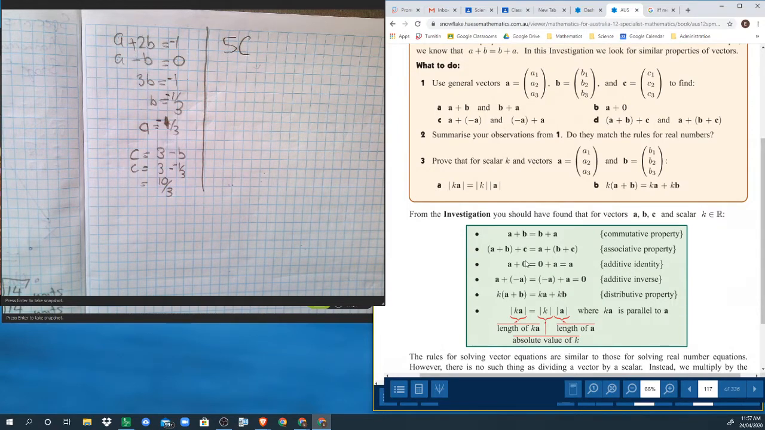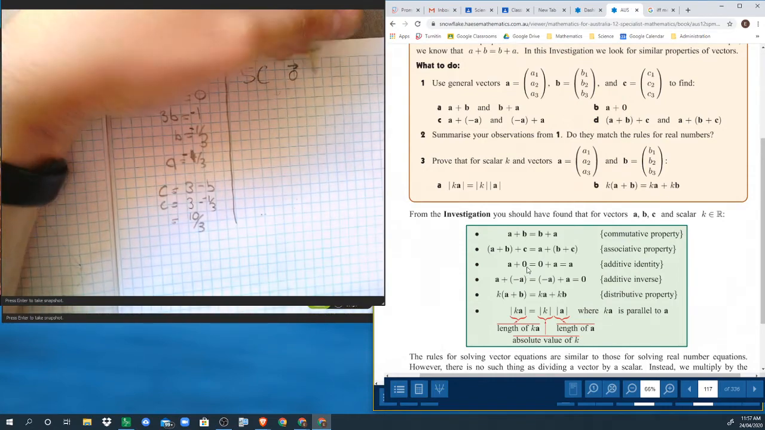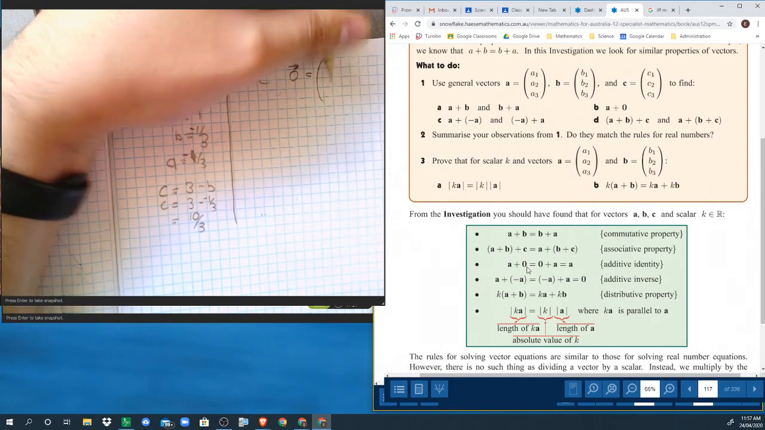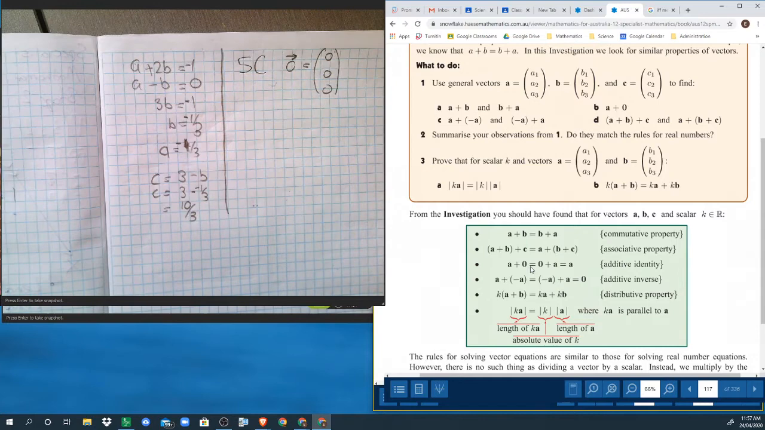Now, there is an additive identity. We call that the zero vector. See, it's in bold and it's tall. So that is the zero vector. The zero vector is, funny enough, 0, 0, 0 in 3 dimensions. Okay.